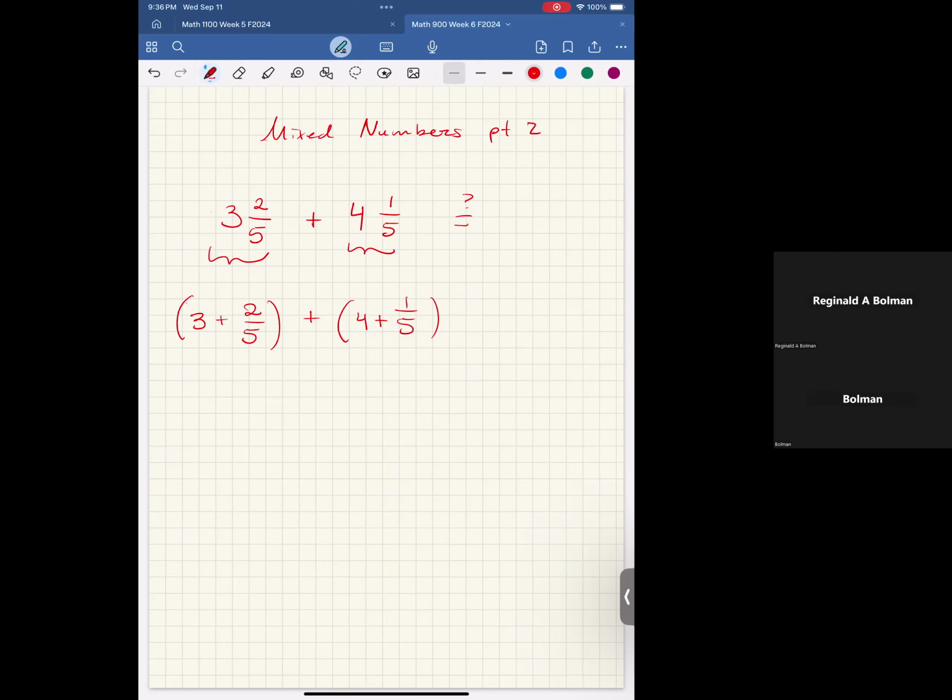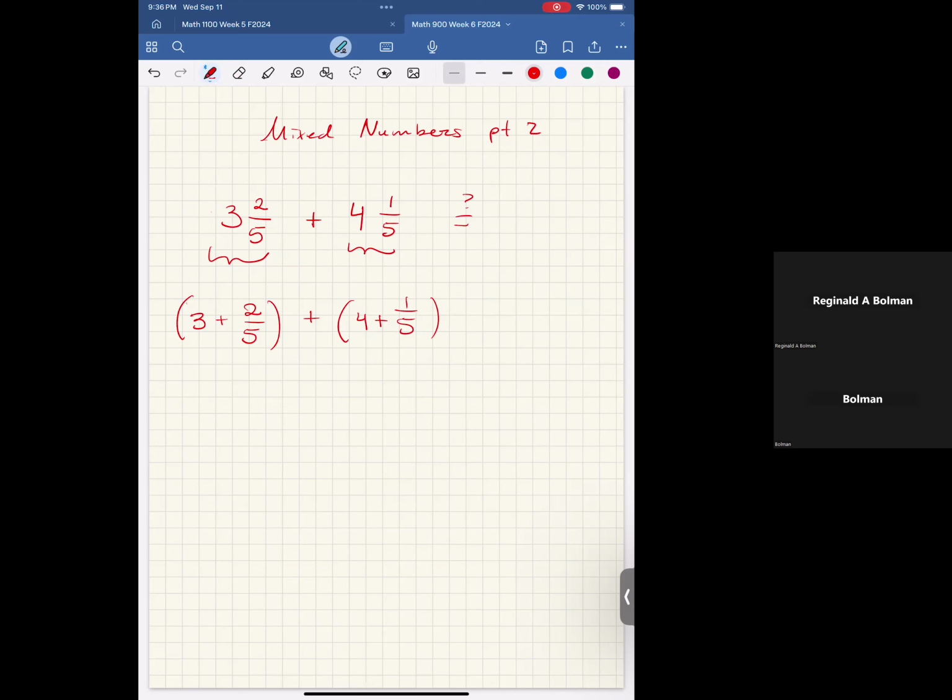And at this point, we can use the commutative law to group our whole numbers together. And now you've got 3 plus 4, which gives us 7. 2/5 plus 1/5, that, of course, gives me 3/5, just like 2 apples plus 1 apple gives me 3 apples. And we can then go ahead and write this back as a mixed number, 7 3/5. And that's all we have to do.